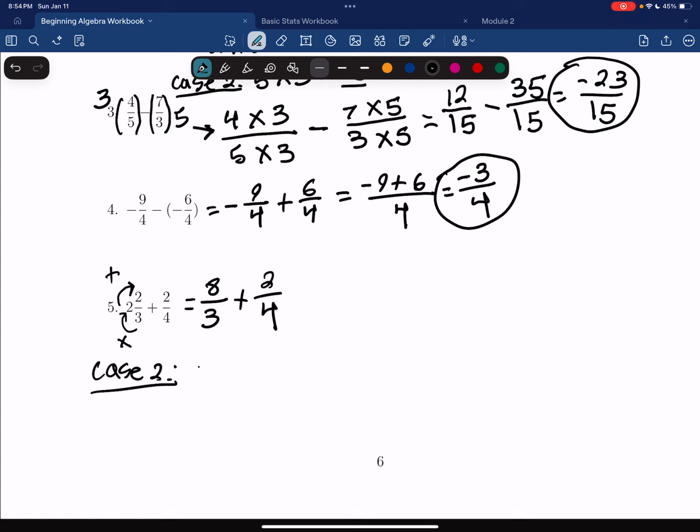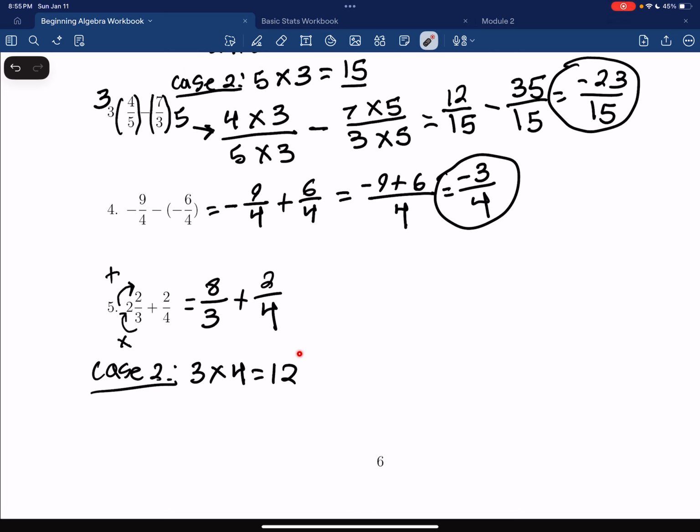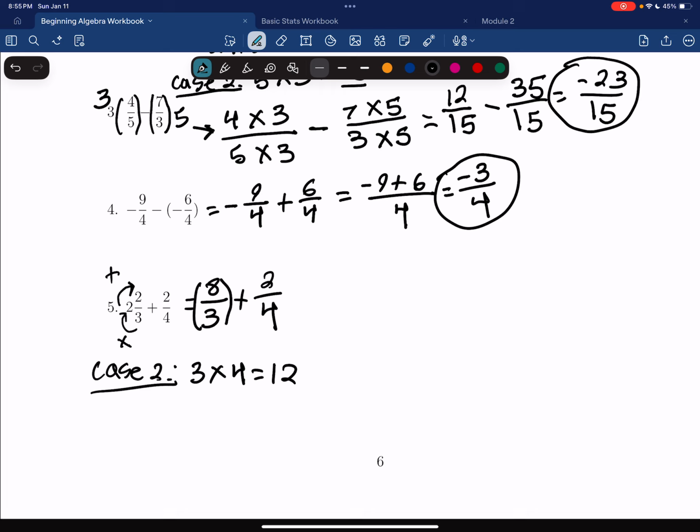which is where we multiply the denominators together. So we get 3 times 4, which equals 12. So 12 is our common denominator. So let's ask ourselves, for this first fraction here, what do we need to multiply 3 by to get to 12? Well, we need to multiply 3 by 4 to get to 12. So we're going to multiply this first fraction by 4. And the second fraction has a denominator of 4, so we're going to need to multiply it by 3 to get to 12, our denominator.